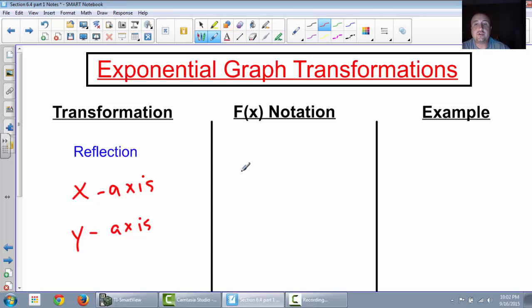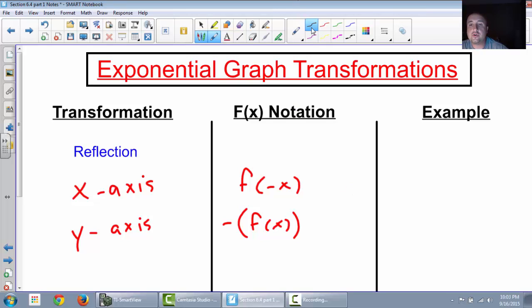All right, so if you're going to reflect over the x-axis, you're just going to make the x the opposite. Okay, you're going to change the sign of the x's. If you're going to do a y-axis, you're going to take your function and you're going to multiply the whole thing by a negative. Okay, so that will reflect us over the y-axis, and that won't make any sense until we see some examples.